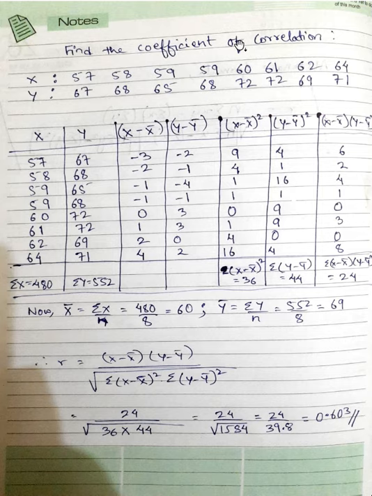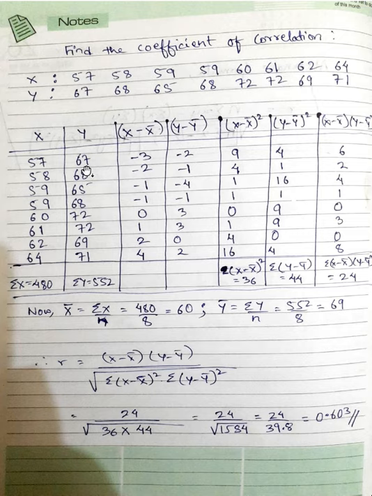Find the coefficient of correlation for the given data between x and y. So we are given two variables x and y and we need to find the correlation coefficient between the two. x is given as 57, 58, 59, 59, 60, 61, 62, 64. y is given as 67, 68, 65, 68, 72, 72, 69 and 71.